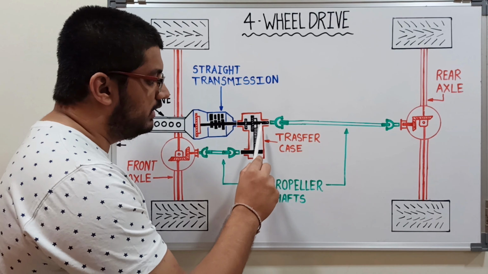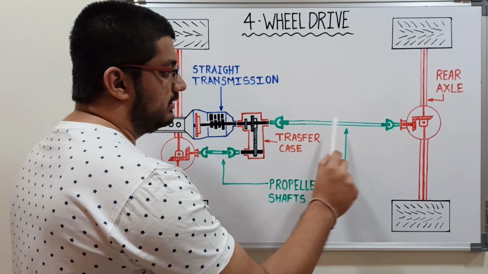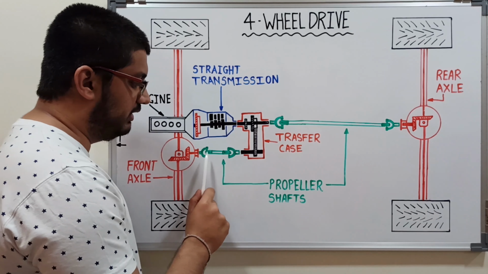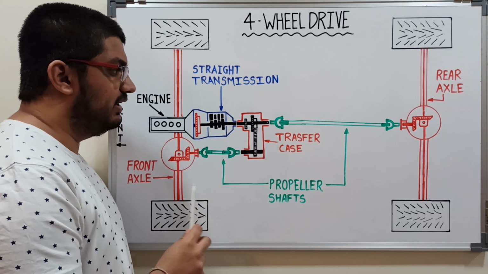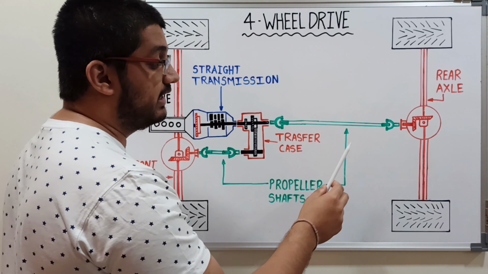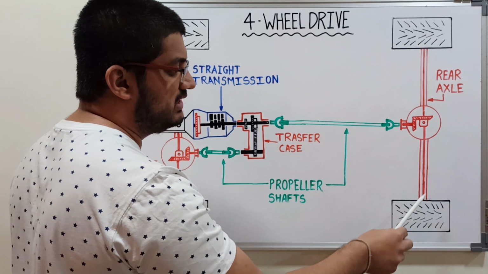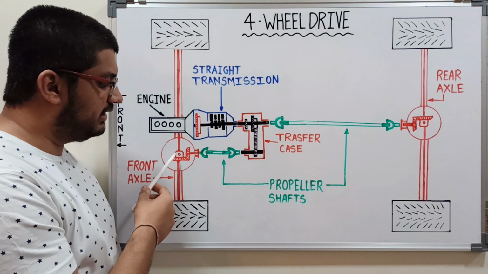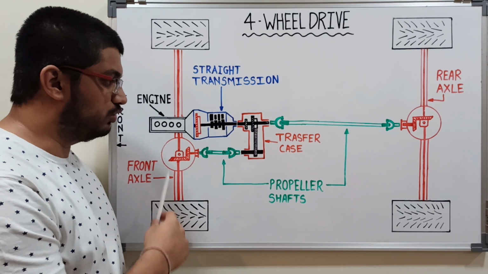Then moving forward, depending on the selected mode, the power flows through the rear propeller shaft to the rear axle, and through the front propeller shaft to the front axle. In the case of the rear axle, this is the differential through which the power is split into two wheels and goes further to the two wheels. And in the case of the front axle, again this is a differential through which the power is split into two wheels and goes to the two wheels.